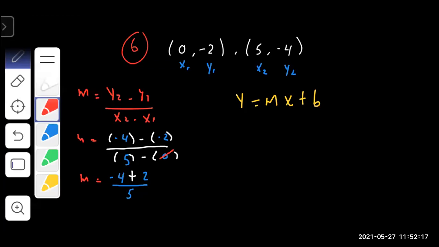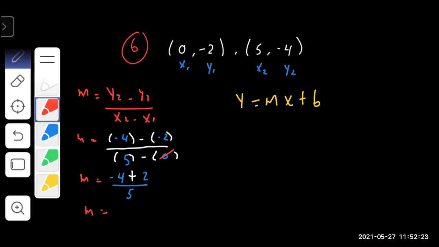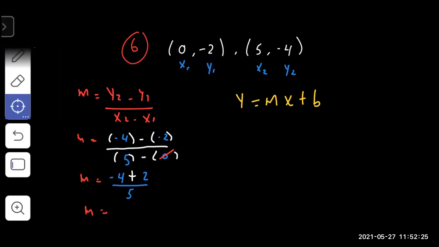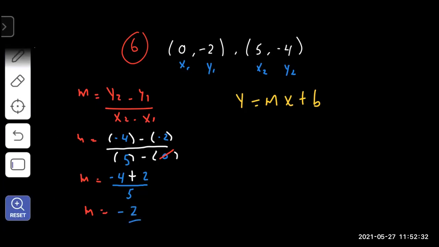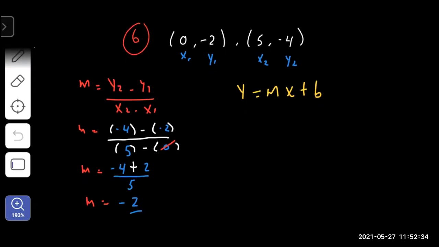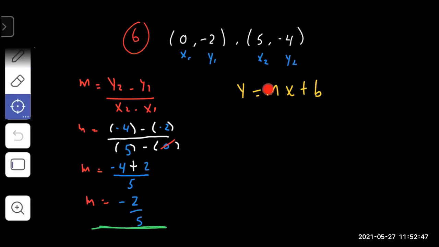Okay, now, guys, let's simplify this. The slope m is going to be... that's supposed to be an m. Okay, what is negative 4 plus 2 equals? Negative 2, thank you. Over 5. Sorry, that was awful. So this is the slope, guys: negative 2 over 5.